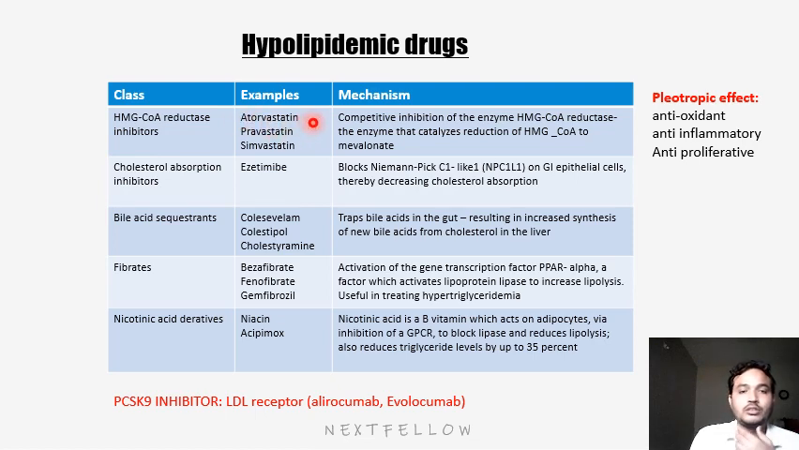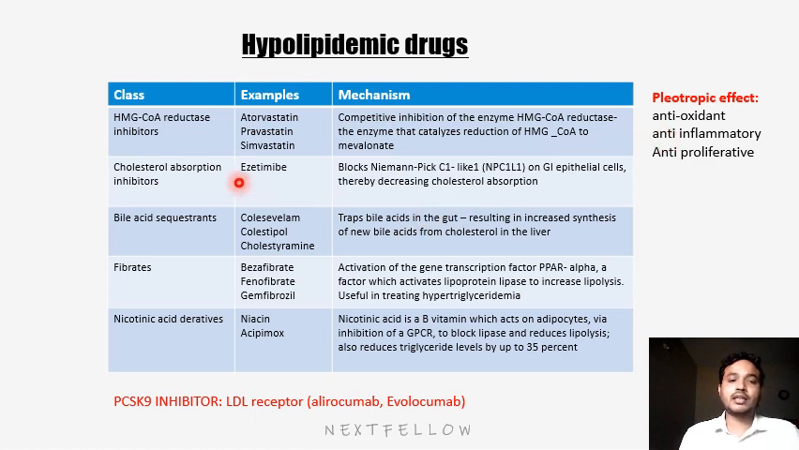In this group, what drugs do we have? Atorvastatin, pravastatin, simvastatin. These are statin drugs, mostly preferred at night. These statin drugs have one more effect, that is the pleiotropic effect. Pleiotropic effect means these drugs have antioxidant, anti-inflammatory and anti-proliferative properties. These three properties are known as the pleiotropic effect.